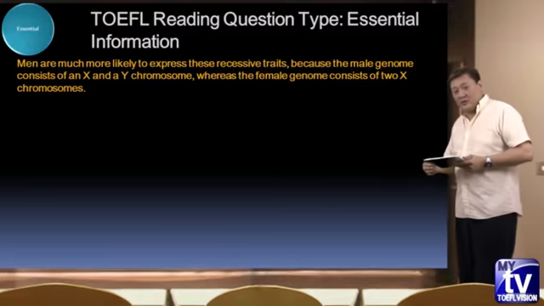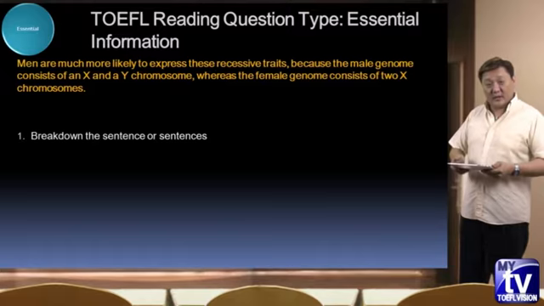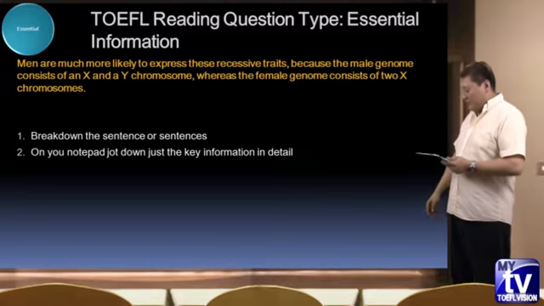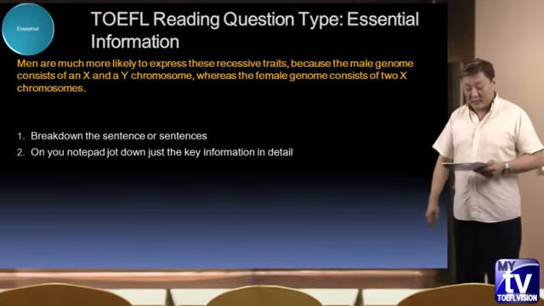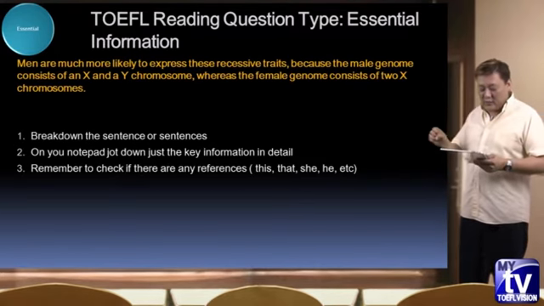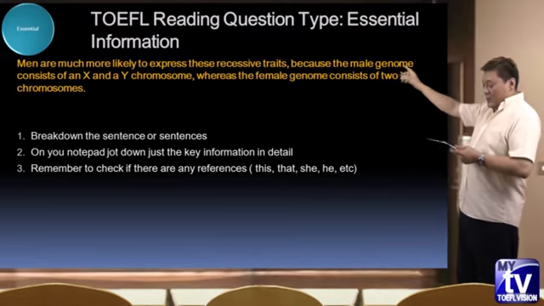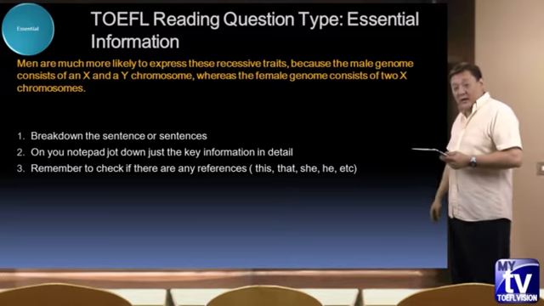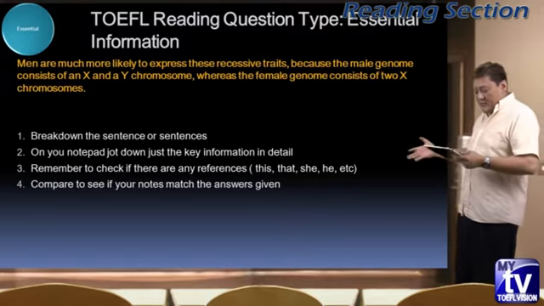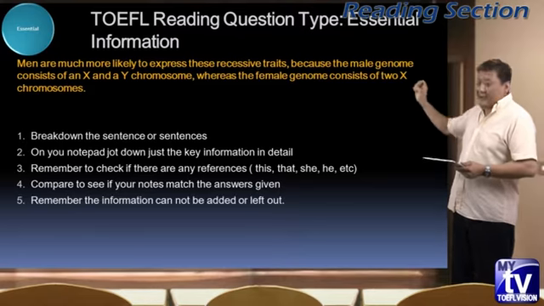The way we're going to do this type is to break down the sentence, or sentences. On your notepad, jot down just the key information in detail. We're going to break that sentence down. Remember to check if there are any references like this, that, she. Right here it says men; they might say he, or they. Please jot that down. Compare to see if your notes match the answers given, and make sure it matches.